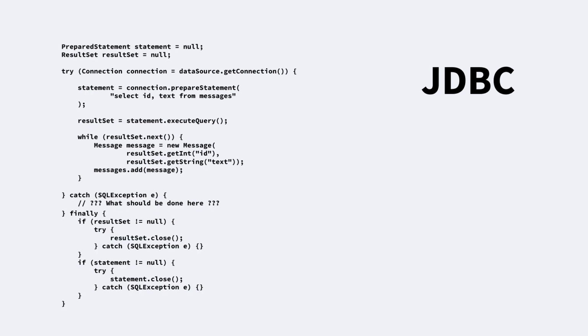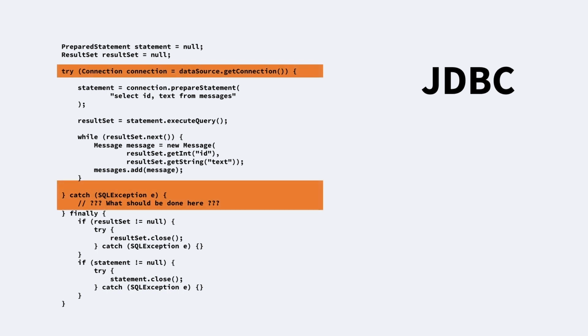Here's an example of JDBC code that queries the messages table. You probably had a hard time spotting the query. That's because directly working with JDBC-api is Java at its worst. Our query is surrounded by code that creates a connection and forces us to catch checked exception, even though in most cases we can't address the problem and will only have to rethrow exception to be handled upstream.